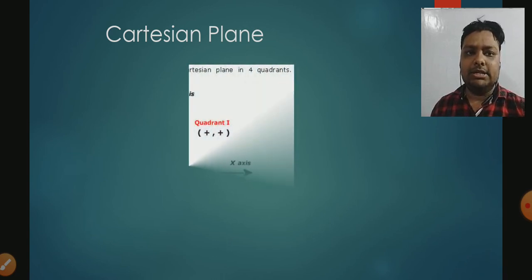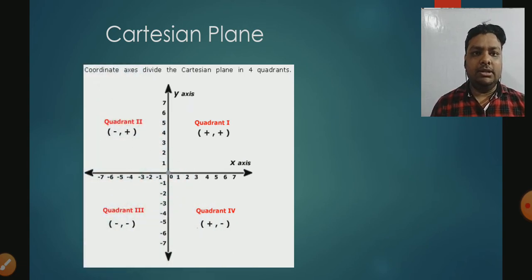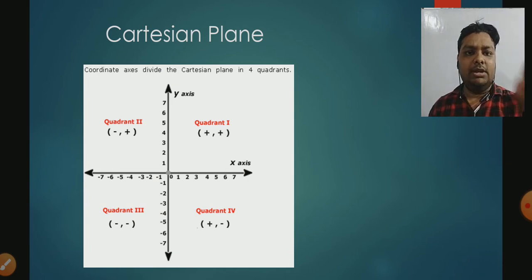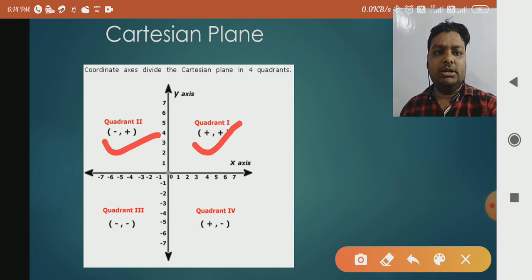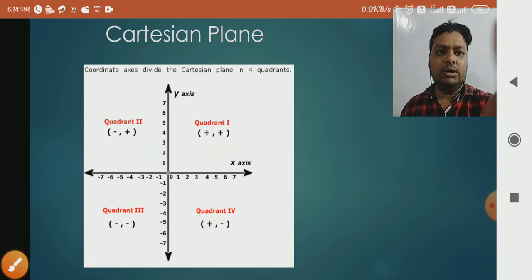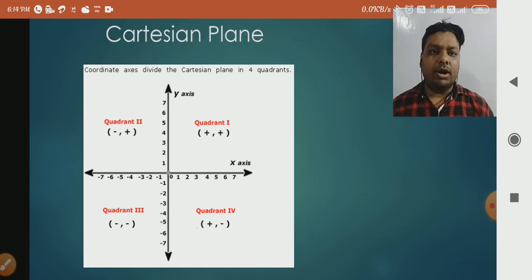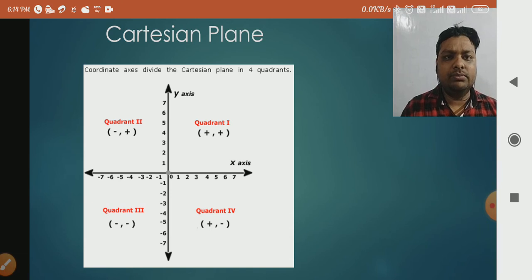Here you can see the coordinate axes, the x-axis and y-axis. This is the Cartesian plane. On this side you can see quadrant 1, this is quadrant 2, this is quadrant 3 and this is quadrant 4. Okay students, after that, in quadrant 1, what will be the sign of the quadrant 1?